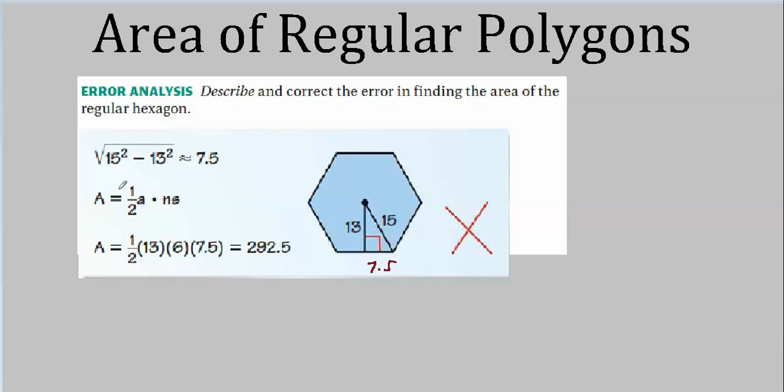What does our formula call for? 1/2 of the apothem. Well, that's right here. That's 13. Times n. Well, we can see it's a hexagon. So n is 6. Seems like he's doing fine. Times s, which is, well, wait a minute. He found this section here. That's half of the side. You need to take 7.5 and multiply it by 2 if you want s. So we should have taken 1/2 of 13 times 6 times 15.